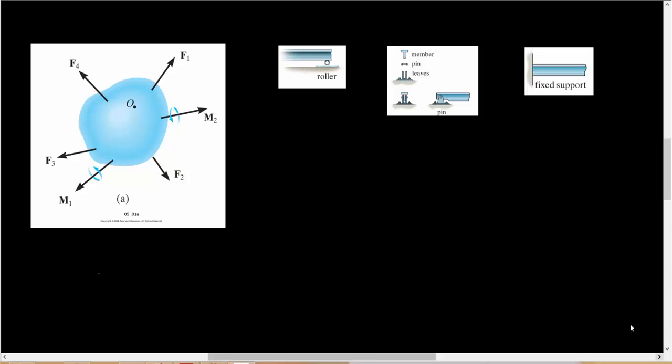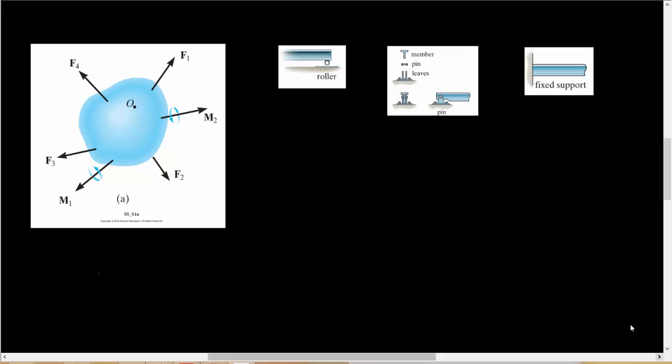We're going to introduce the concept of a free body diagram for a rigid body, which will almost be review since we've already started to discuss free body diagrams. And we're going to be showing how to solve rigid body equilibrium problems using our equations of equilibrium.